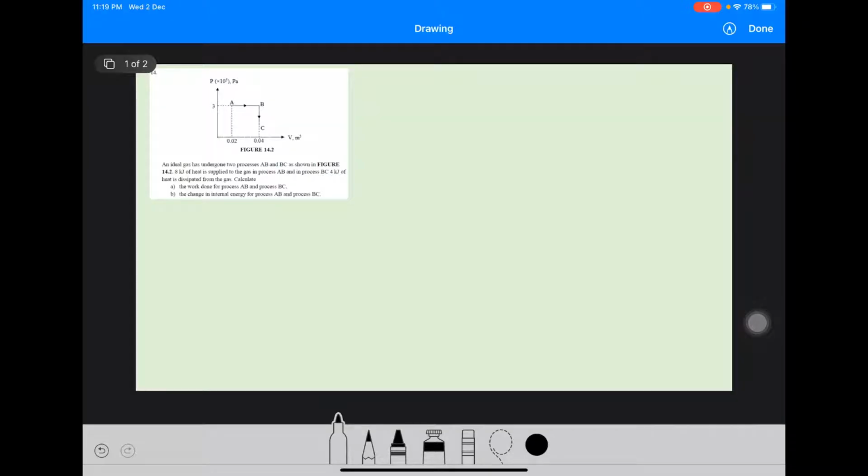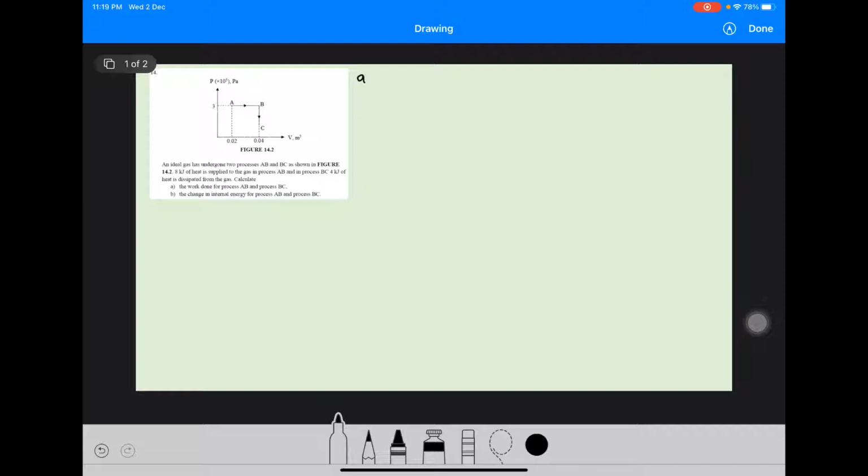Ask question number 14 for chapter 14. In this question, they give you a graph of P against V. Notice that the unit is in Pascal and meter cubed, so both of these are in SI units. The question wants to find the work done for process AB and process BC, and the change in internal energy for process AB and BC. Maybe we can start with question A first.